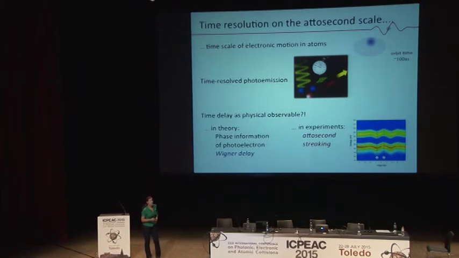Now the question is, of course, whether such time delays are a proper physical observable, and how we can describe them in theory and also measure them in experiments. In theory, timing information is always contained in the phase of the wave packet, which is related to the Wigner delay. And in experiments, time delays can, for example, be measured by attosecond streaking or also by other pump-probe setups and interferometric approaches.